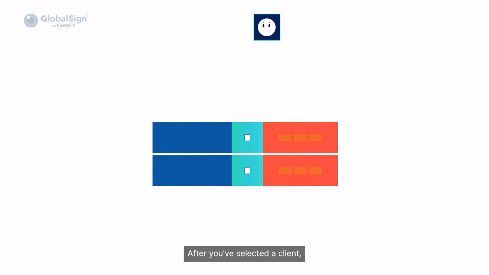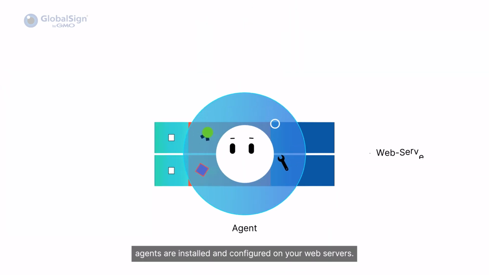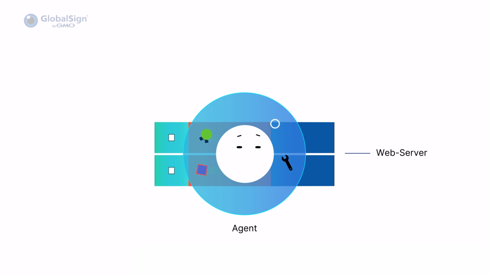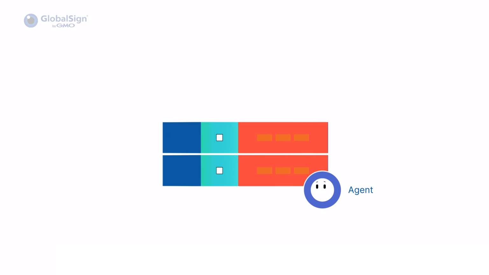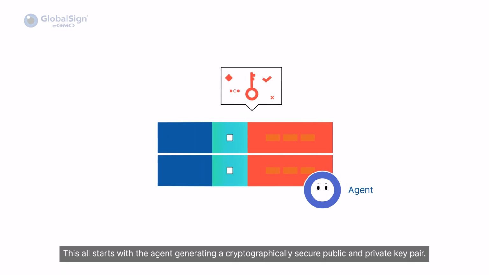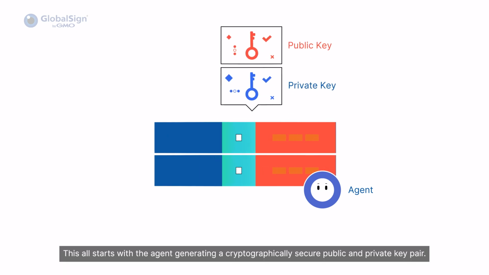After you've selected a client, agents are installed and configured on your web servers. Afterwards, the agent will use the ACME protocol to create an account and bind it with your Atlas account. This all starts with the agent generating a cryptographically secure public and private key pair.